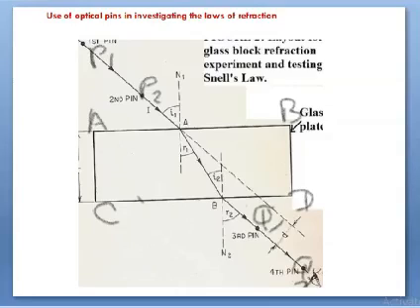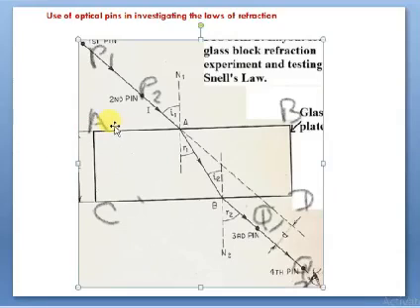Constant. So the same experiment, we are seeing it here also. You trace out your rectangular block A, B, C, D. Then you measure a particular angle of incidence I. Now this P1 and P2 represent your what? Optical pins. The two optical pins.